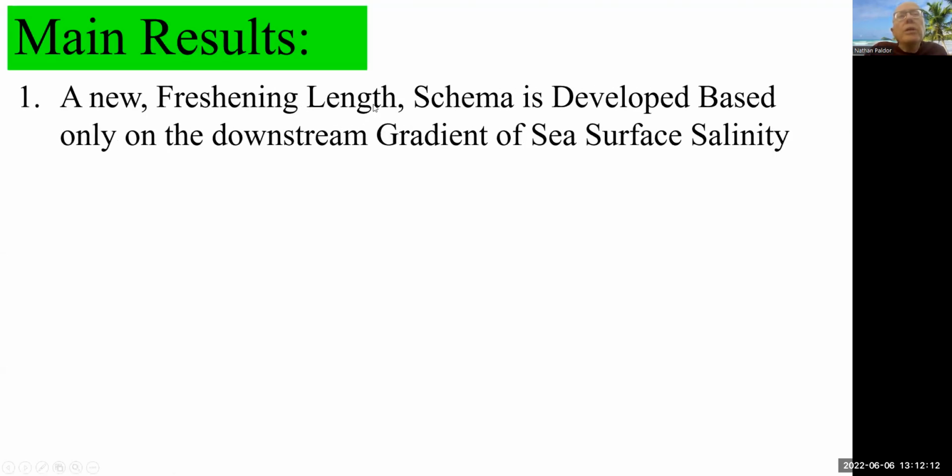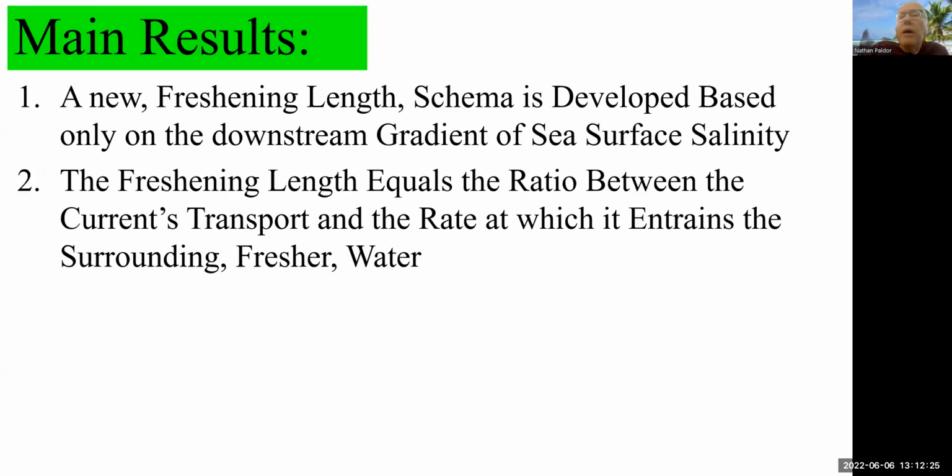We define a new scheme called freshening length that quantifies sea surface salinity changes, or gradients in sea surface salinity. We use it to find the ratio between two important parameters in ocean currents, the flux of the current itself and the rate at which it entrains the surrounding water. Entrainment rate is very hard to measure directly, and this freshening length scheme will help us greatly.